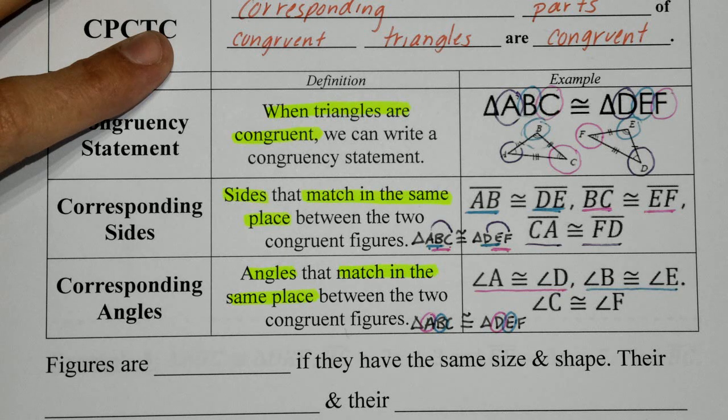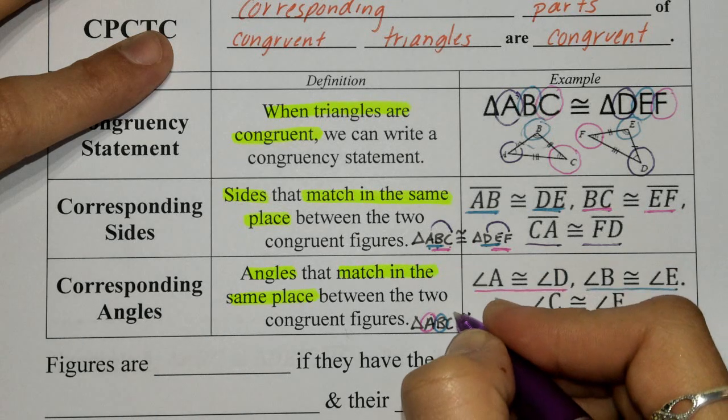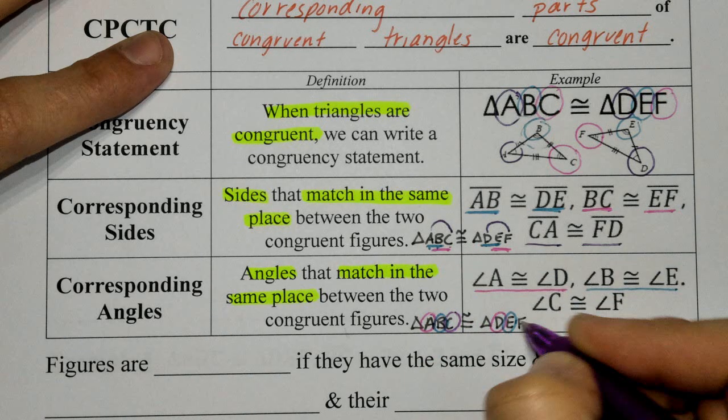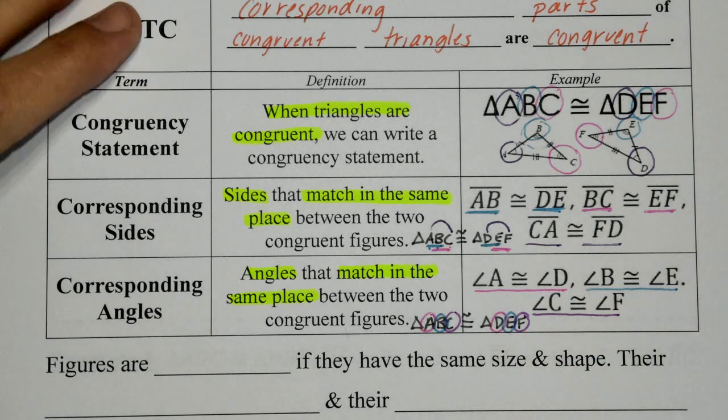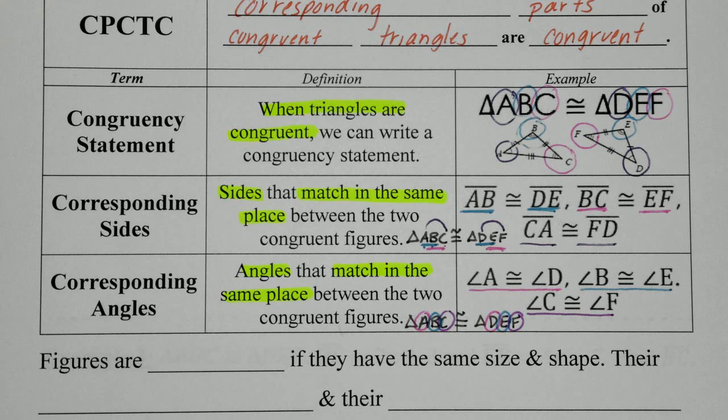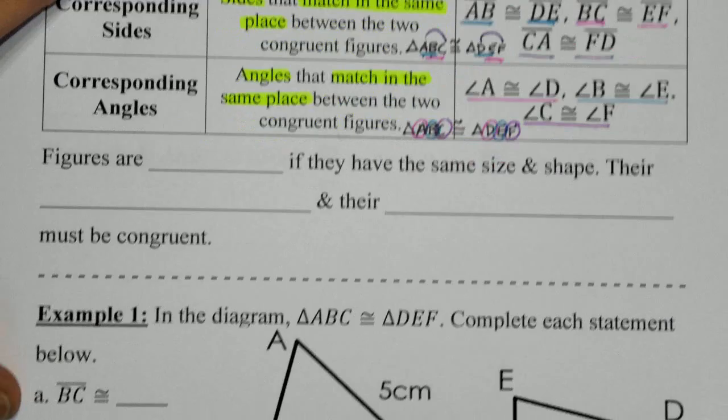And then lastly, the last letter corresponds and matches with the last letter. So angle C and angle F go together. Okay, so this is how you can find your corresponding parts. Look at the name of the triangle.